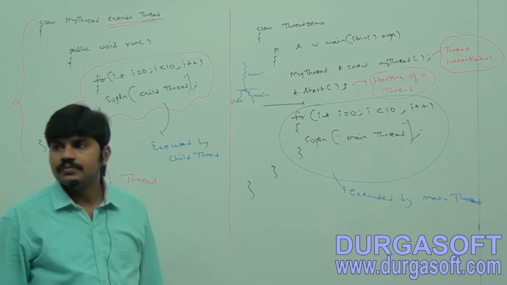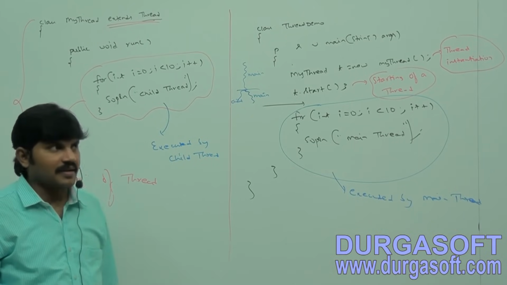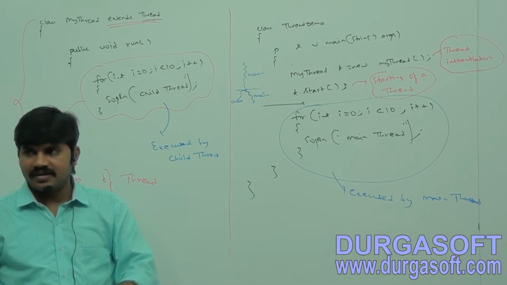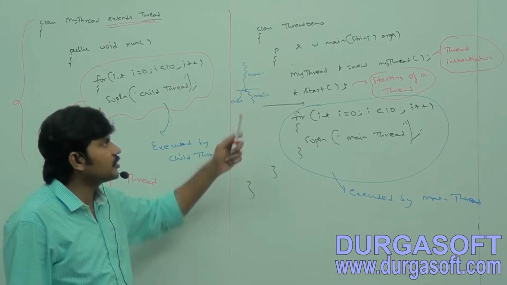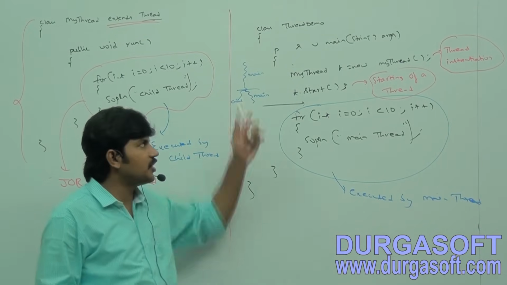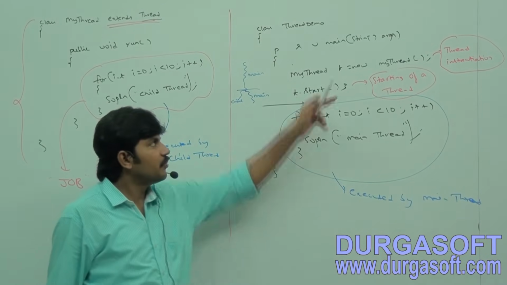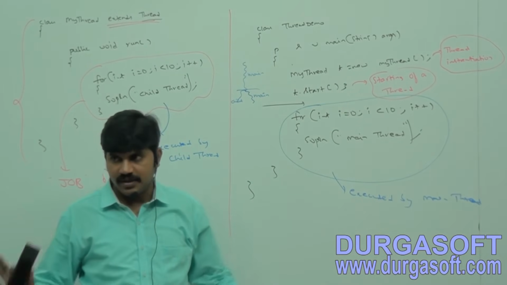Now, why are we taking the main method as a thread, sir? The main method is not a thread. The main method is executed by the main thread. The main method is different, the main thread is different. Who is responsible to call the main method? The main thread is responsible to execute the main method. The main method itself is not a thread.